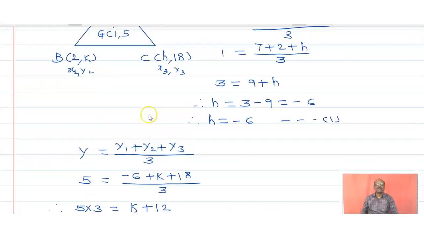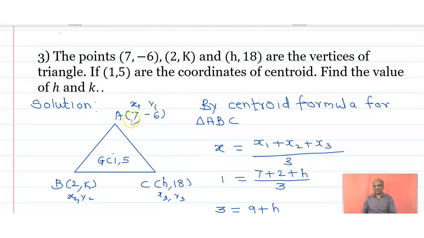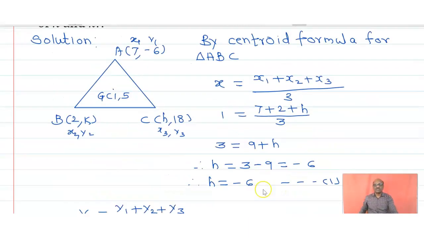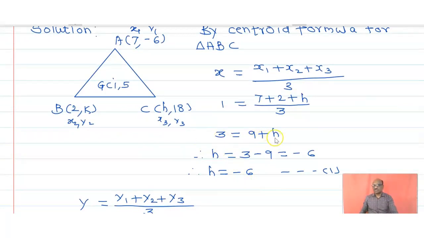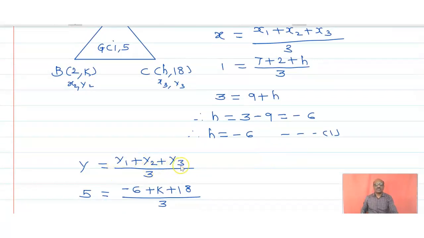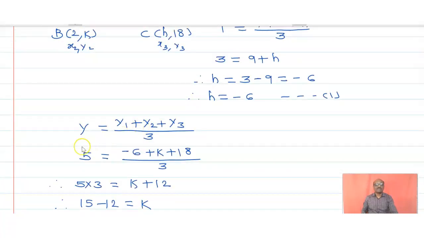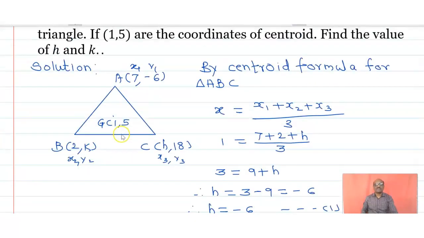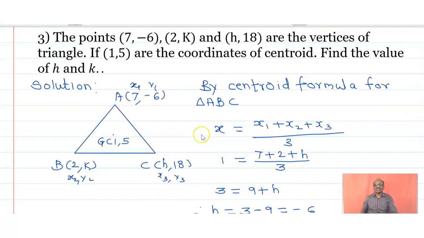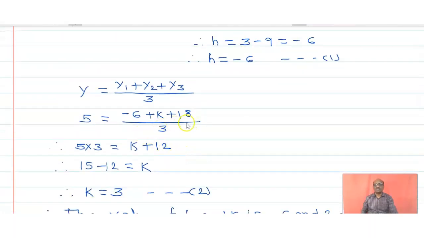Okay, once again we can check. 7, minus 6, 2, k, h, 18. X is equal to x1 plus x2 plus x3 upon 3. 7 plus 2 plus h upon 3. 7 plus 2 is 9. Therefore h is equal to 3 minus 9, minus 6. Next is y1 plus y2 plus y3 upon 3. We have been given that y is 5. Minus 6 plus k plus 18.